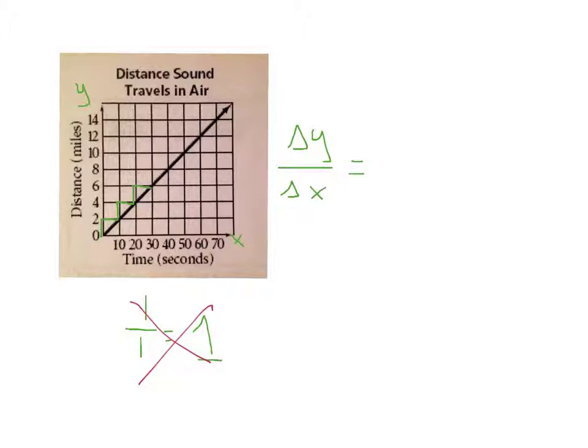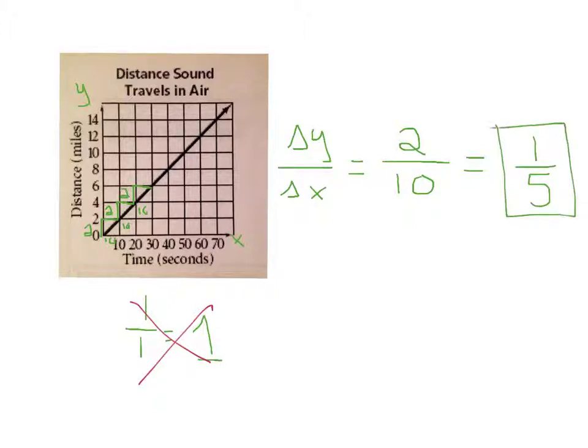Our y values are changing by 2 each time, going up by 2. So my rise is 2 over my x, they're changing by 10 each time. So my run, my change in my x values, is 10. And 2 over 10 reduces to 1/5. So my rate of change in this case is 1/5.